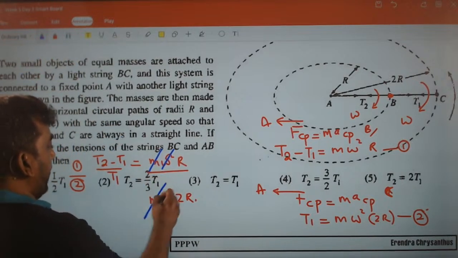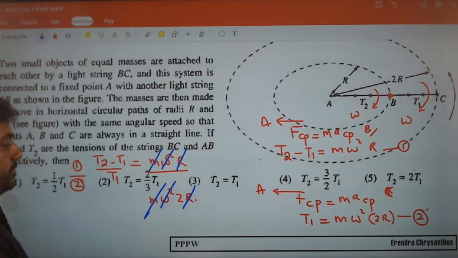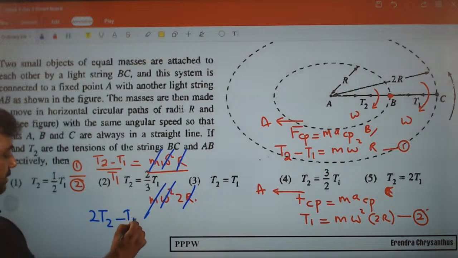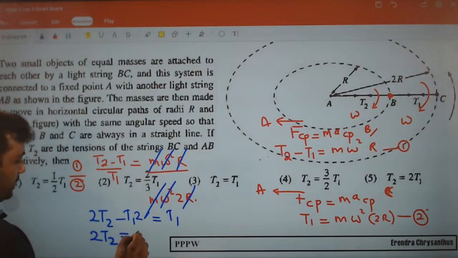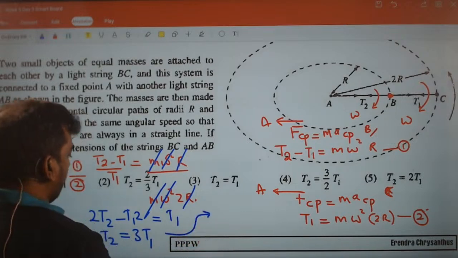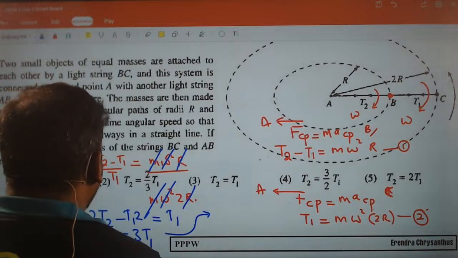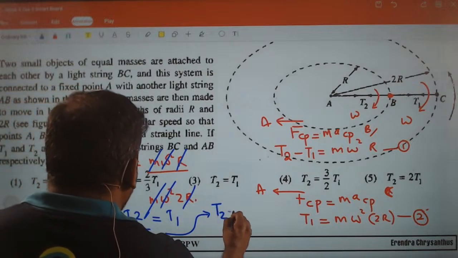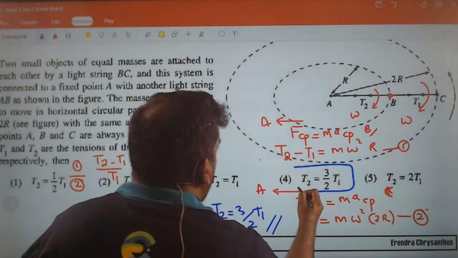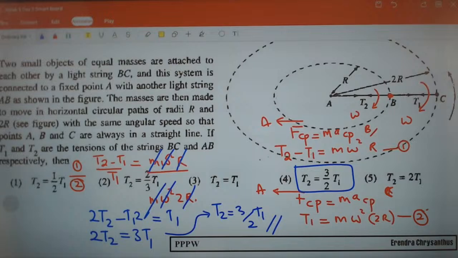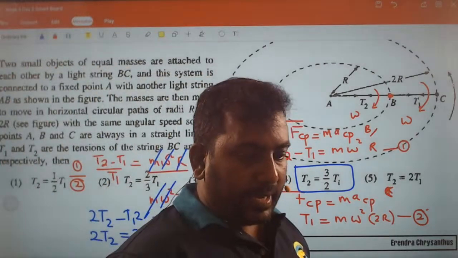m omega squared r, r cancels out. Cross multiply: 2 times T2 minus 2 times T1 is equal to T1. Here 2 times T2 equals 3T1. From this you can say the relationship: T2 is equal to 3 over 2 T1. Correct answer is answer number 4. Okay, no?